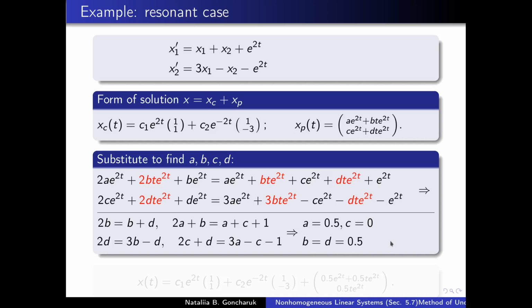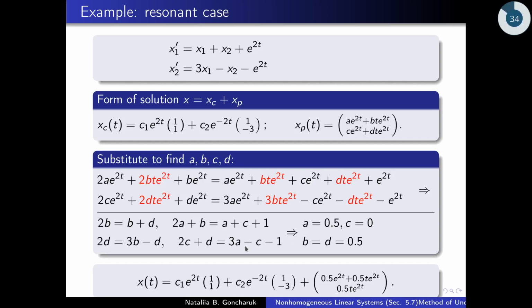This is not a big problem because what you need is just one xp. You don't need to find all xp, you just choose any. So what I did, I just set c to 0 and then there is only one solution. But you could also set a to 0 and get a different solution. It will still work. And then this is your final solution. X is a complementary function from here plus particular solution from here, but now you know the values of a, b, c, and d, and you can substitute it here. This is your solution of the initial equation.